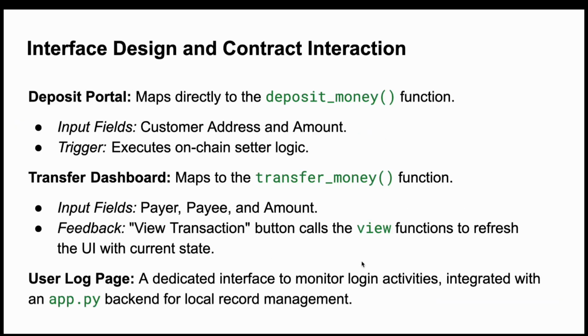And the system is modularized into two core logics, the deposit and the transfer. And the deposit money and the transfer money functions directly handle on-chain state changes. Meanwhile, the app.py backend independently manages local login logs, decoupling on-chain data from local records.